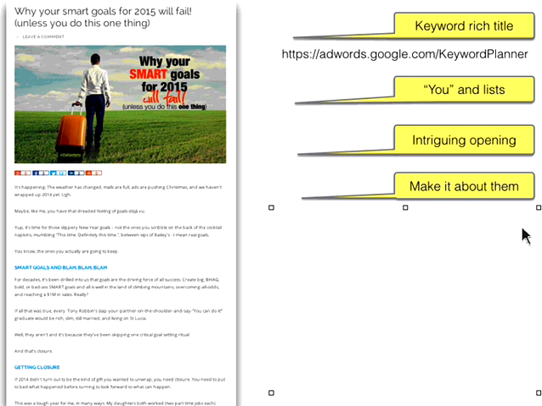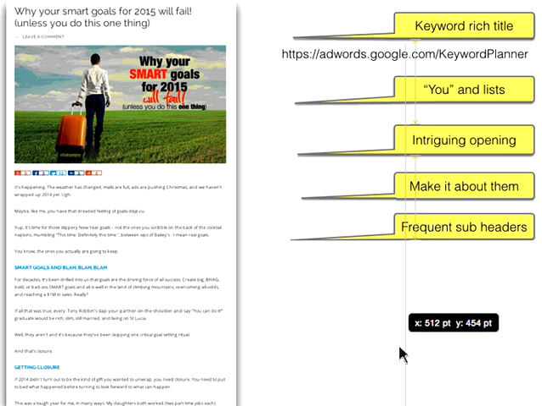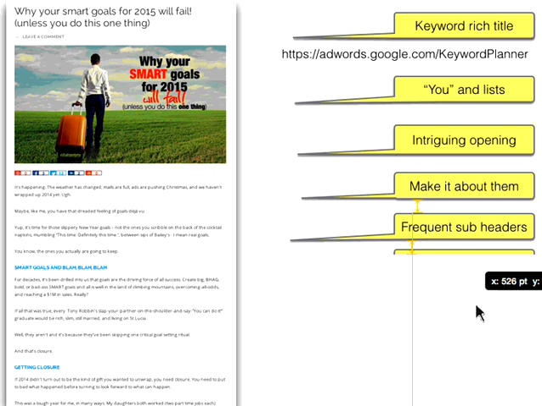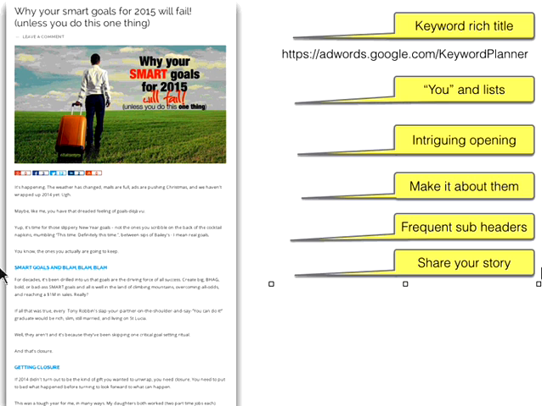I make it about them, so I use the word you quite a lot in the first paragraph. Actually, throughout I use the word you. I use frequent subheads, as you can see here, to break up the text so that as they're reading down, they get this eye candy that is going to draw them down. I share my story in the opening. At some point in here, I talk about what goes on for me this time of year, what it is that I struggle with. This is to personalize it, of course.